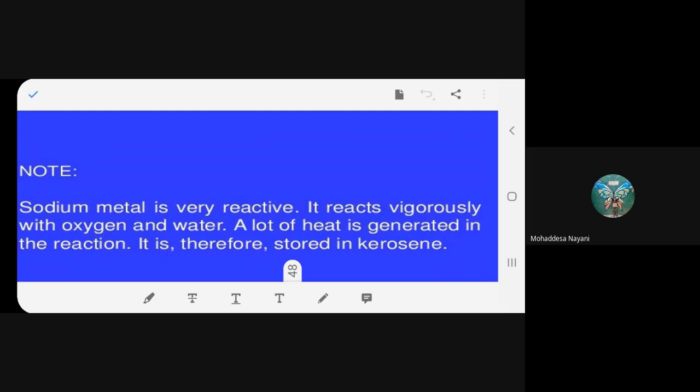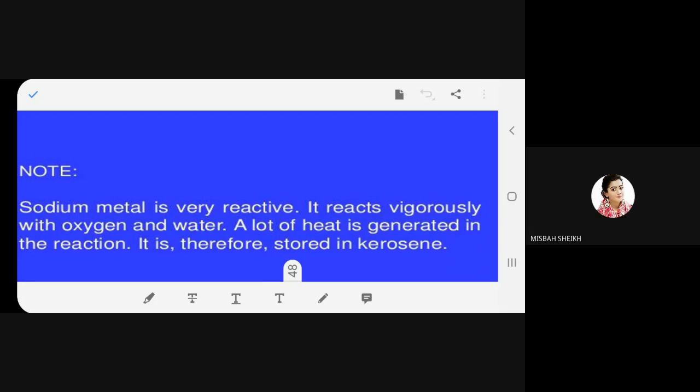Now let's start with sodium metal. It's very reactive. As soon as it comes in contact with air, that means oxygen and water, a lot of heat is generated as if it will explode. You understand? And it explodes. That means it just comes out of the vessel. Hence, it is neither stored in water nor stored empty. It is stored in kerosene, because in kerosene it does not react. Did you understand? Yes, ma'am.